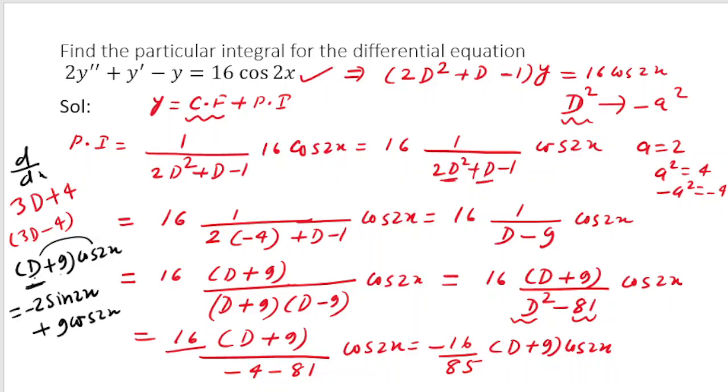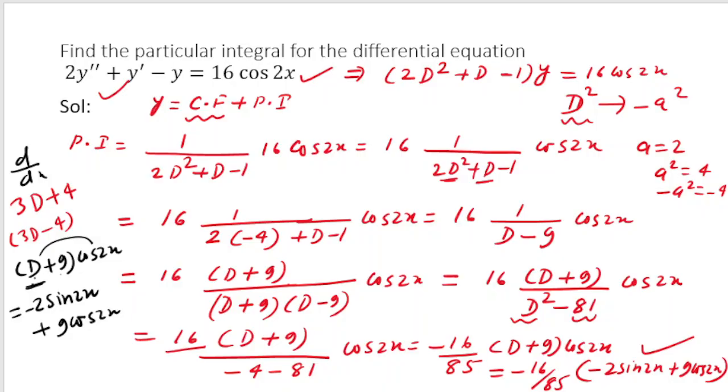So in the end, if I have to write it, what I will write? I will write minus 16 by 85, and derivative of cos 2x, so that is minus 2 sin 2x, and plus 9 cos 2x. So this is my PI for this particular problem. How to find CF? I hope you know that.